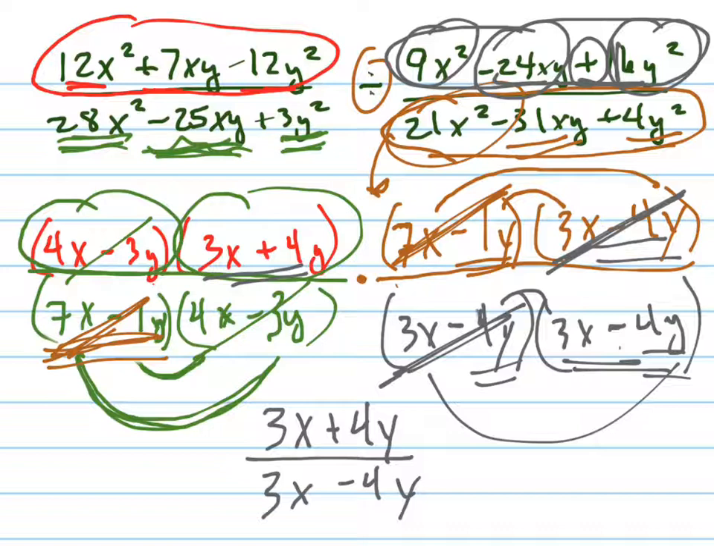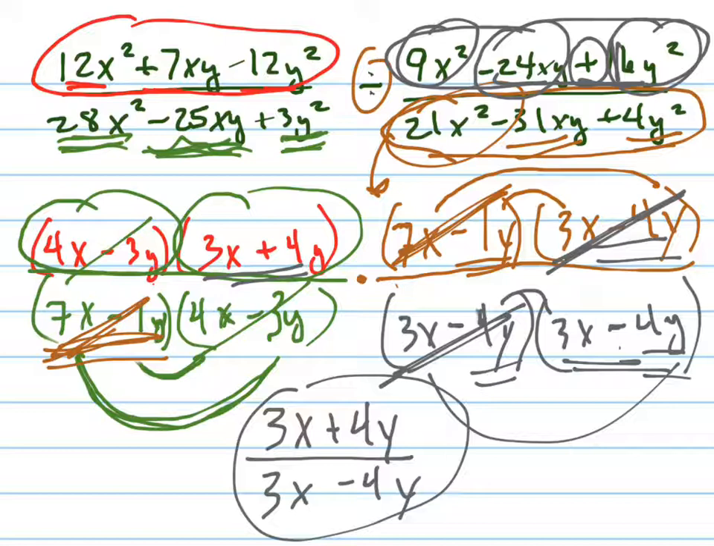Now, big question, can I cancel the 3's? No. Or the x's, or the 4's, or the y's? Heck no, I can't cancel. Why? Because they're not factors of the entire numerator and the entire denominator. This is your answer.